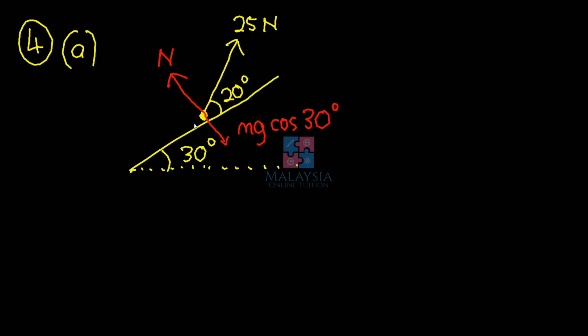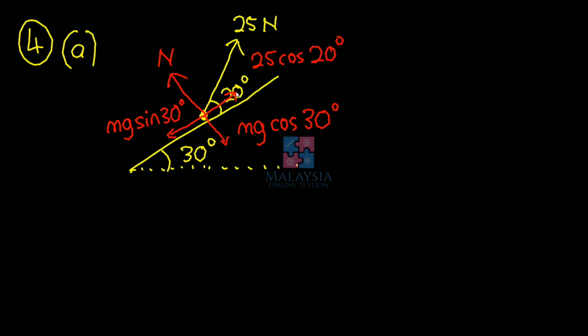The next thing is the particle will be pulled up the plane by this 25 Newton, but it's not the 25 Newton, it will be 25 cos 20. Alright, 25 cos 20. And then the opposite, the force that will make the particle slide down the plane, will be mg sin 30 degrees. And then the remaining thing here will be the friction.